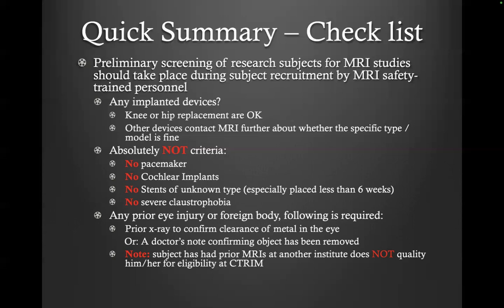And also any prior eye injuries or foreign bodies, like bullets in the eye especially. So we typically will need prior x-rays to confirm clearance of metals in the eye, or a doctor's note confirming the object has been removed. And a note that the subject has had prior MRIs at another institution does not qualify them for eligibility here, because they may have a different MRI scanner or different pulse sequences.